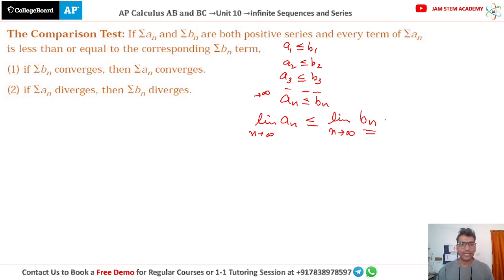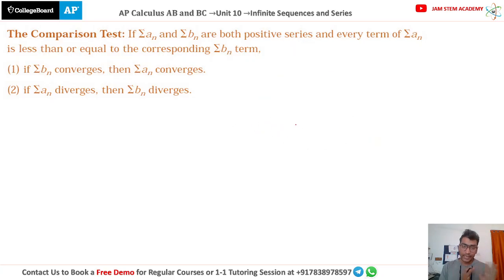The thing is, what will happen if bn diverges? If this bn diverges, we don't know what will happen with an. There is no relation, no need to apply it. Or if an is given as convergent, we have nothing to say about bn. So these are the only two results that we can use here: bn converges, then an also converges, and if an diverges, bn also diverges.